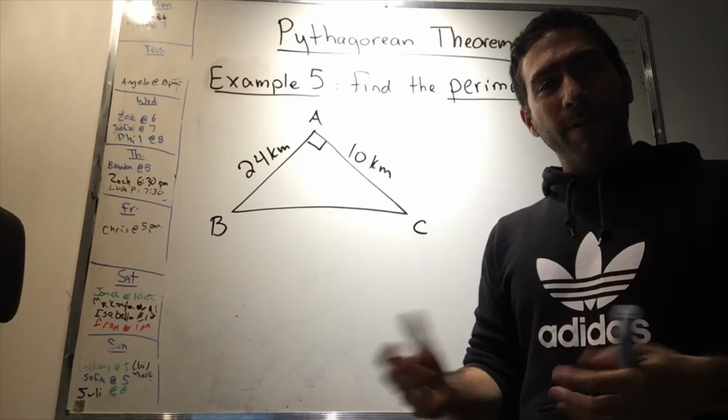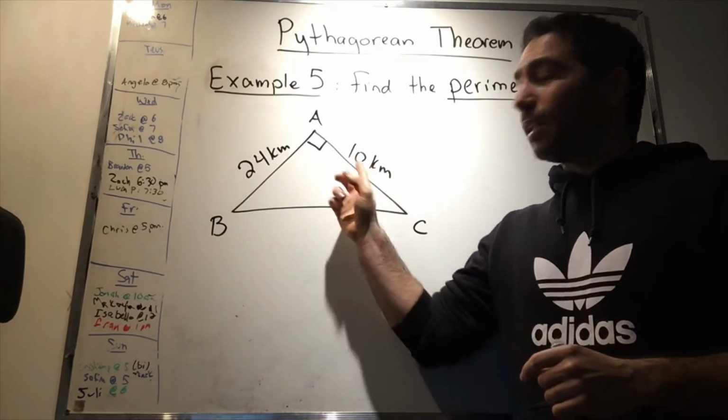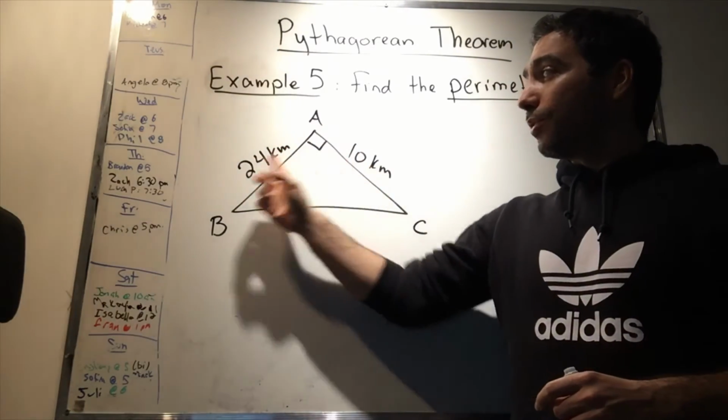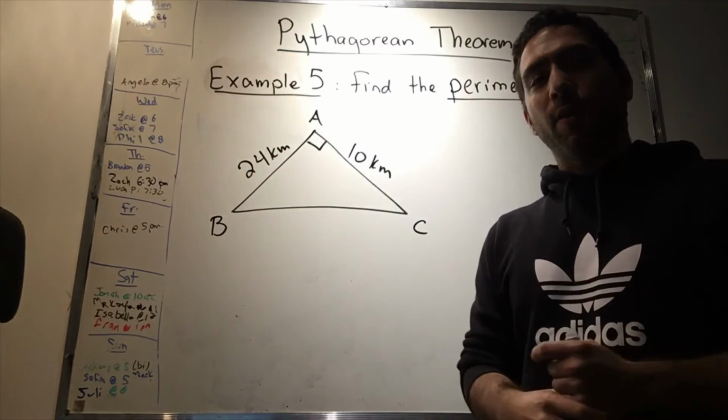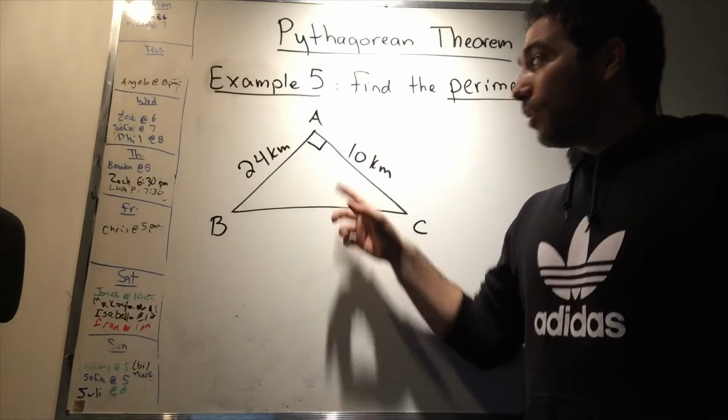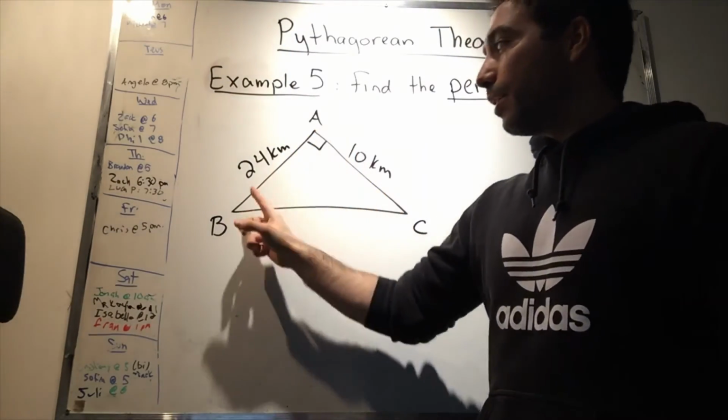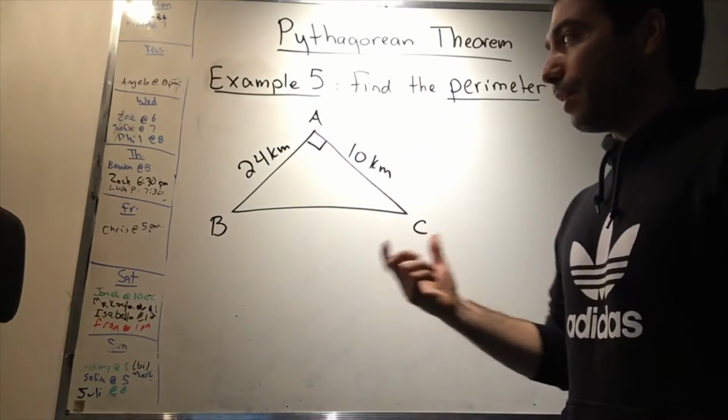How do we find the perimeter? Well, you guys have to remember, perimeter is adding up all of the sides. So this is great. We have two sides, but we're missing the bottom. We have to go ahead and find the bottom. How do we do that? Well, we have to notice that we're dealing with a 90-degree triangle, and we have two sides.